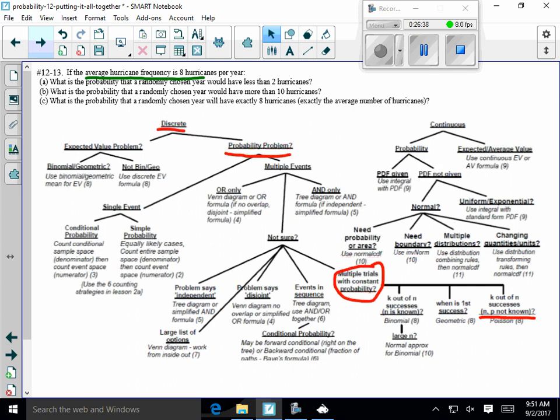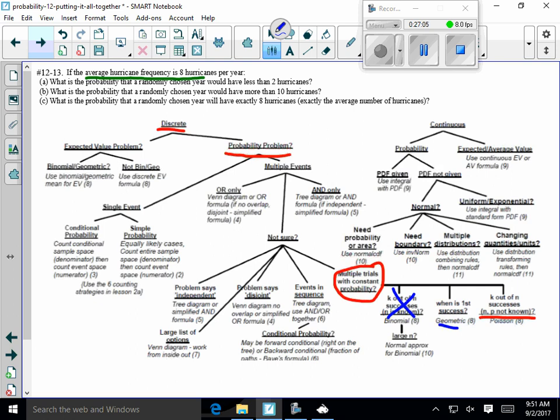So first of all, we could ask this question: do we have k out of n successes where n is known? And the answer to that is no. It's not like I'm saying that we have 5 years out of 20 years where we had a certain number of hurricanes, right? We're not given a total number of years. There's no n in this problem. So I just crossed this one off the list. If I'm looking at this one, when is the first success?